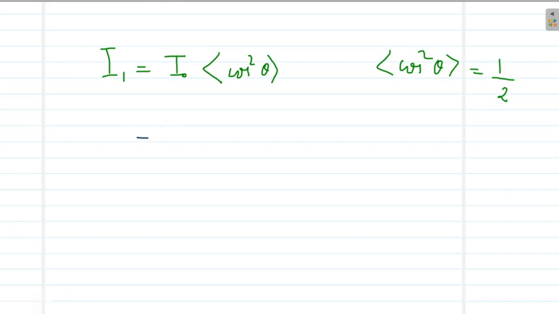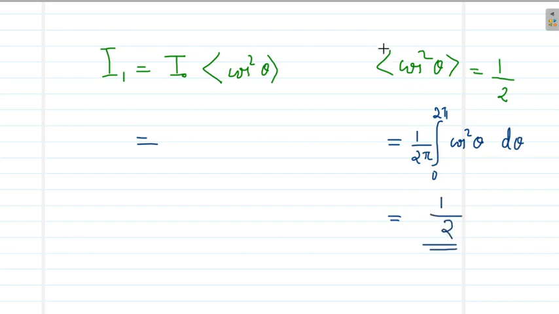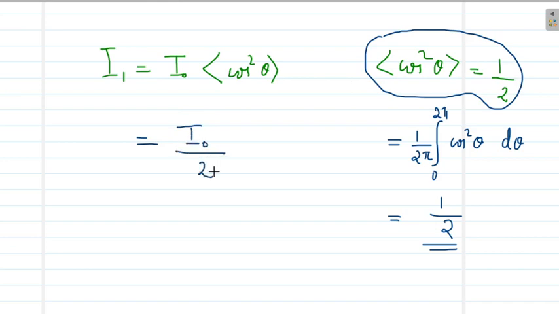So you can find it like this. Average of cos square theta is defined as integral 0 to 2 pi cos square theta into 1 by 2 pi d theta. So find this integration value. You can prove that this is equal to 1 by 2 itself. Also, you can simply remember that average of cos square theta over a full cycle, a full wave 0 to 2 pi is 1 by 2. So I1 equal to I0 by 2.